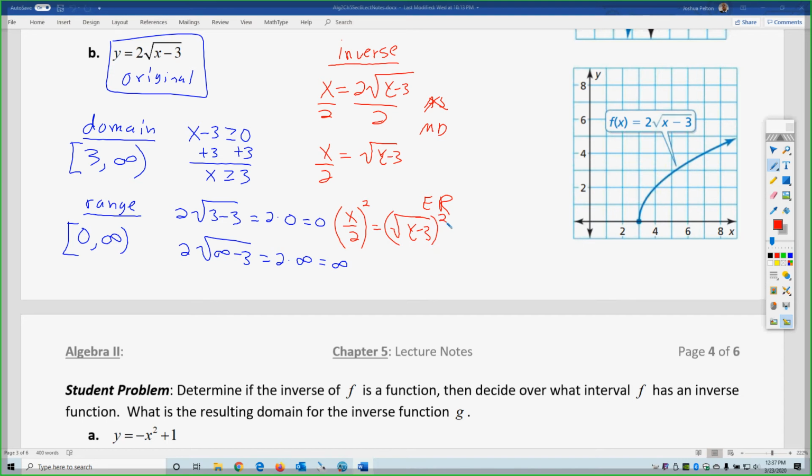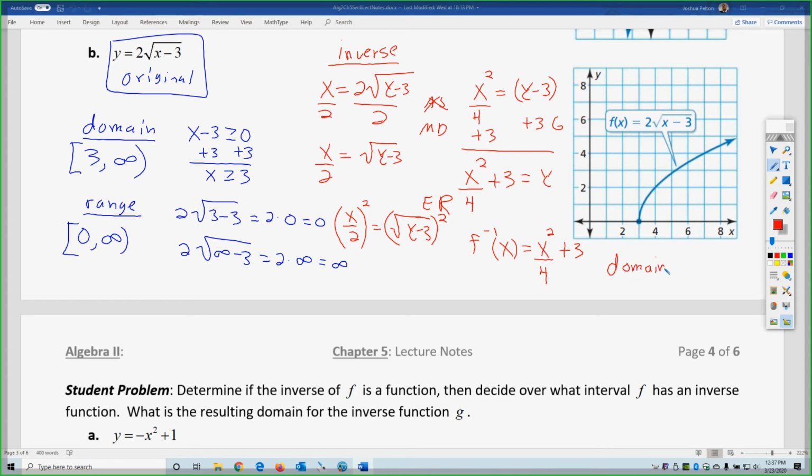So this will be x squared over 4 equals y minus 3. Grouping symbol step, we'll add 3. So x squared over 4 plus 3 equals y. Okay, so now the question is for f negative 1 of x, we need to specify the domain. So here's where it's tricky, you've got to pay attention.